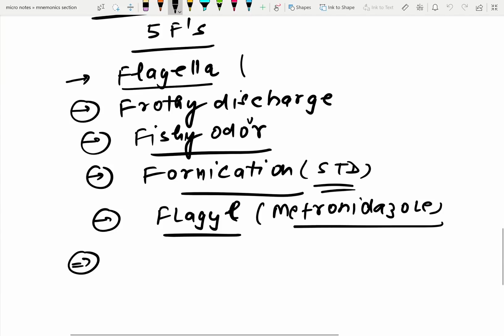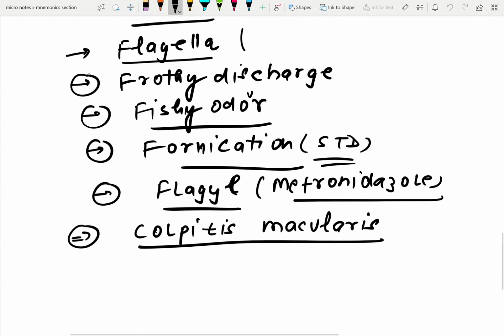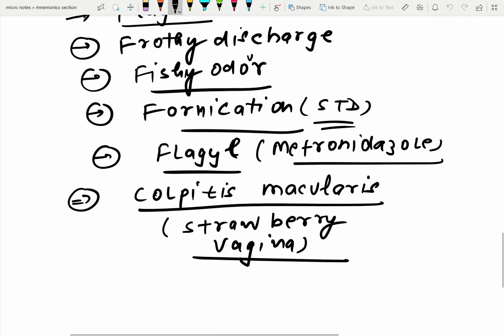That is termed as colpitis macularis. Colpitis macularis, another name is what? That is the strawberry vagina. Remember, this particular thing also associates with trichomoniasis. So remember colpitis macularis, the strawberry vagina, associates with this.